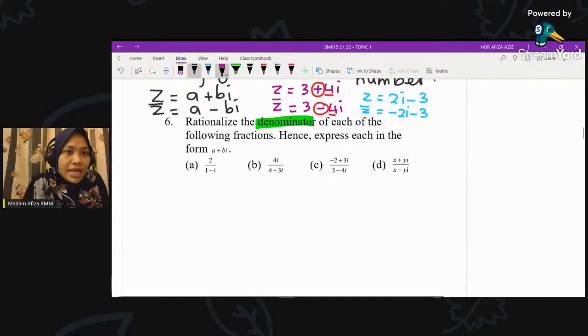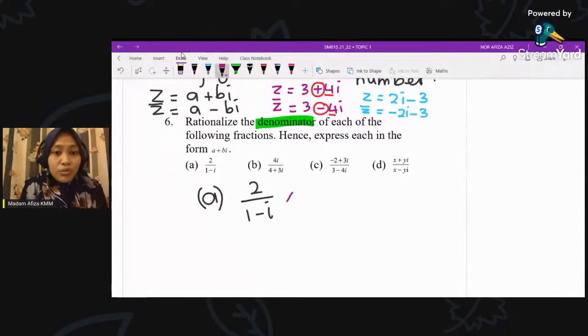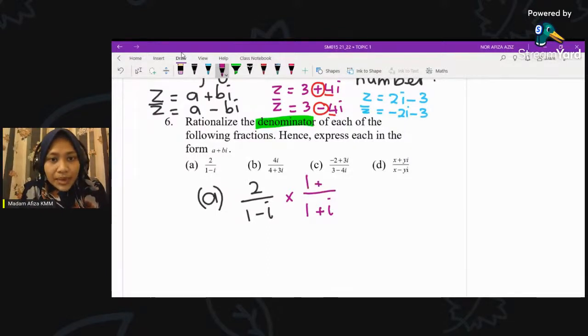So for part A, we have 2 over 1 minus I. So we don't want the I over here. We need to multiply numerator and denominator by the conjugate. So the conjugate of the complex number over here will be 1 plus I, right? We change the sign of the I. Over here is also 1 plus I.